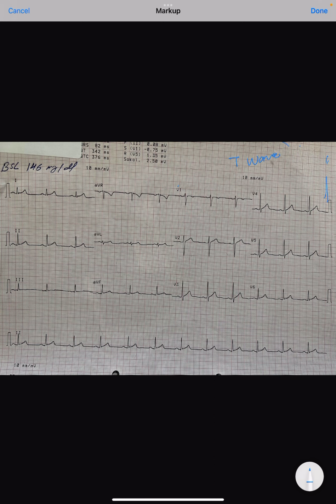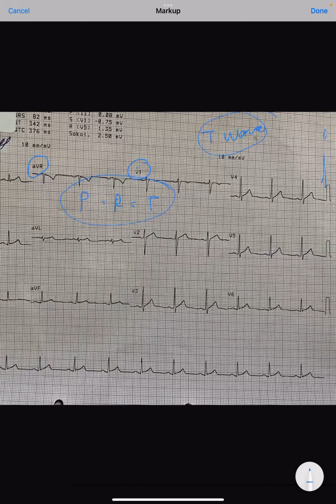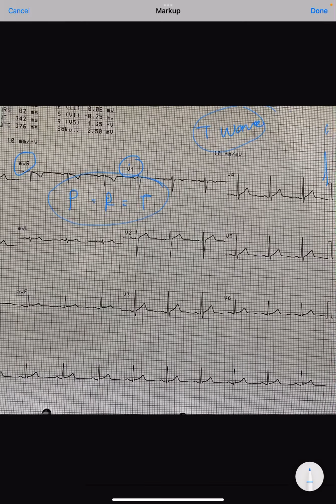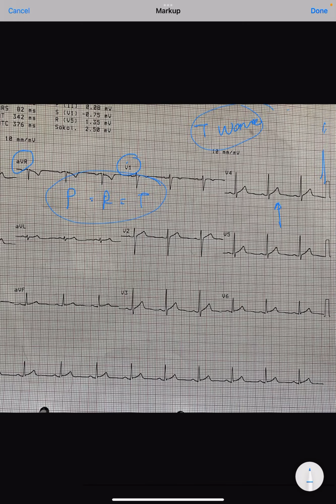Now we must know the T wave is the ventricular repolarization wave, and T must be positive in all the leads except some anterior leads like AVR and V1. Same as the P wave, same for the R wave, and same for the T wave. It should be around 3 to 5 small boxes, height and width, and it should be positive in all the leads.